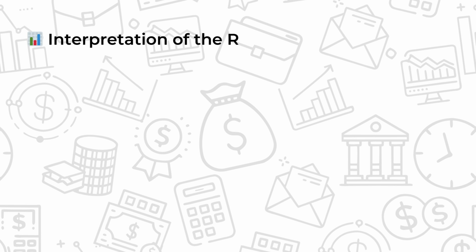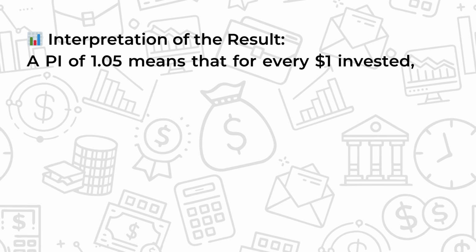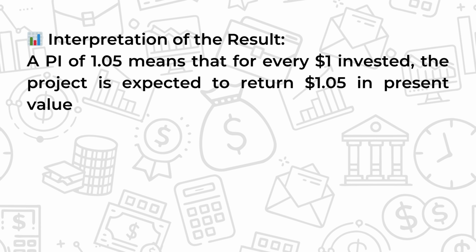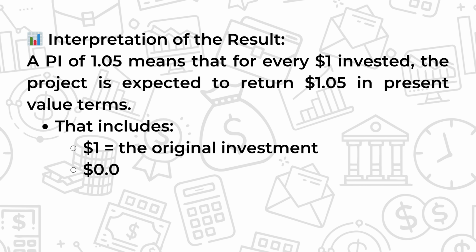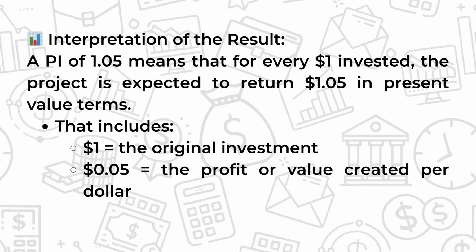Interpretation of the result. PI of 1.05 means that for every $1 invested, the project is expected to return $1.05 in present value terms. That includes $1 equals the original investment, and 5 cents equals the profit or value created per dollar.